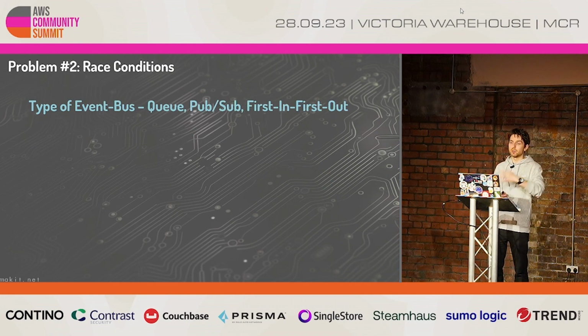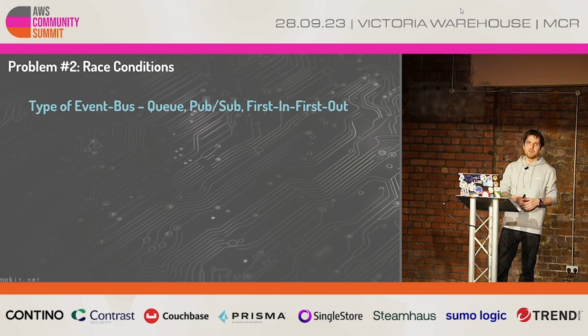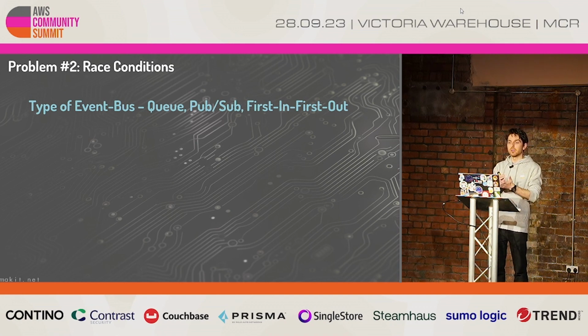So if it's a queue, pub sub, first in, first out, and so on. If it's first in, first out, then you've got that guaranteed ordering, and it might reduce that problem a little bit, but it sacrifices other aspects. You've got performance and scalability potential issues. You've got the impact of, say, a poison pill message, which might block that kind of queue.